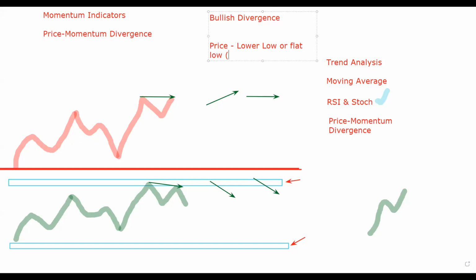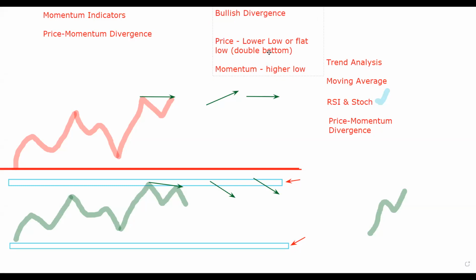We can also call it a double bottom. The other one is a double top. That means as we have a double top here or a flat top, this one we can call a double bottom or a flat bottom. You can see how it looks. And the momentum instead has a higher low. That's what we call a bullish divergence. All right. So let's see how it looks on the chart. Let's illustrate it.